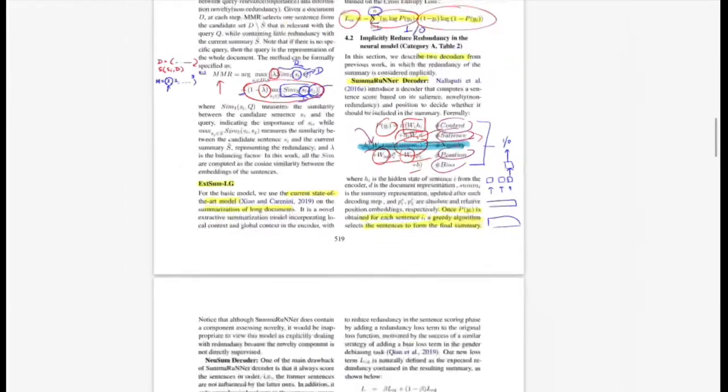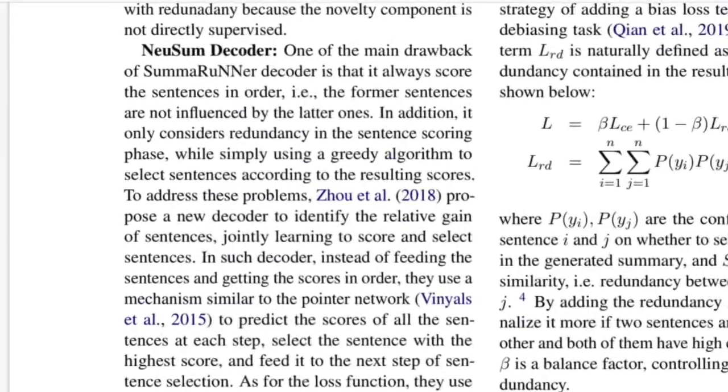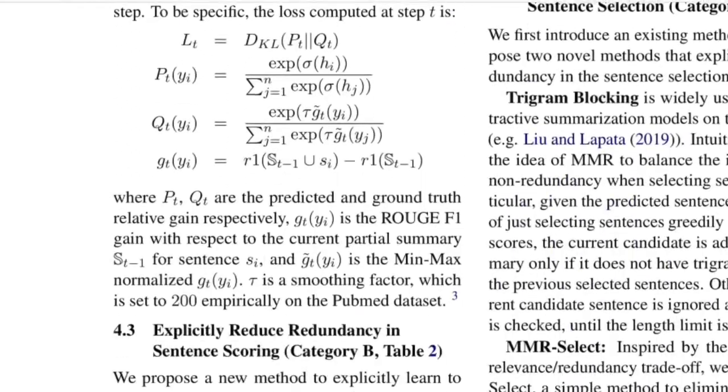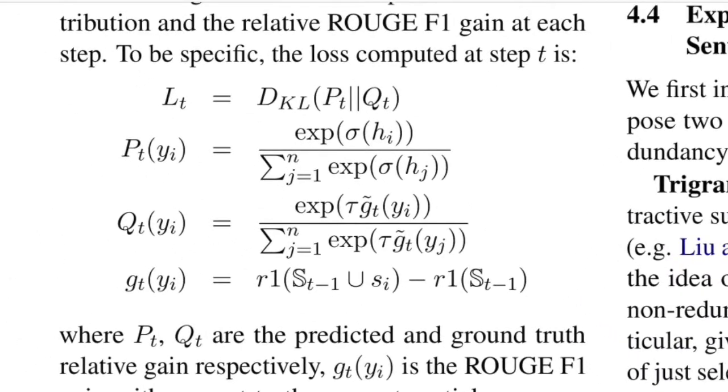So this is where the second method comes into play, which is called the NeuSum Decoder, which addresses both the drawbacks that I just mentioned about the previous work. What they did was introduce a scoring function that jointly learns the sentence scoring distribution and the way you select those sentences. So this is defined by the KL divergence term, which takes in two distributions, Pt and Qt, where Pt is nothing but the softmax distribution across all the sentences that you have, based on their scores that get normalized between 0 and 1.